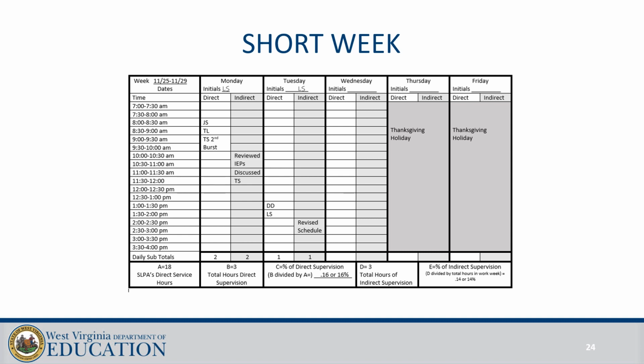Let's use Thanksgiving week as an example. Using the same schedule of direct and indirect supervision, for the purpose of simplicity, we have a total of 3 hours of direct supervision and 3 hours of indirect supervision scheduled for that 3-day week. Note also that I blocked out the holidays and explained the reason for the abbreviated week.